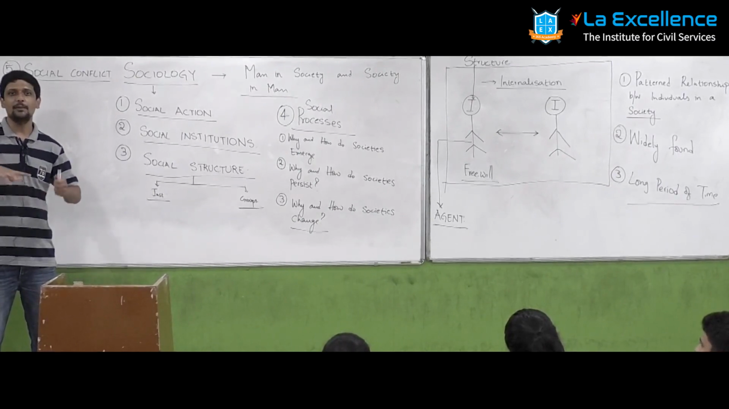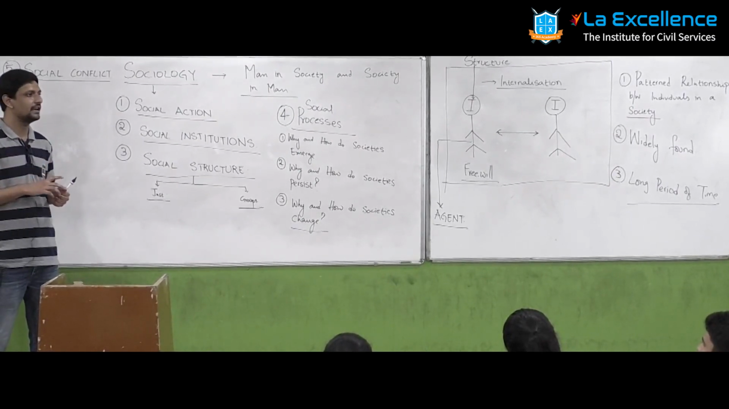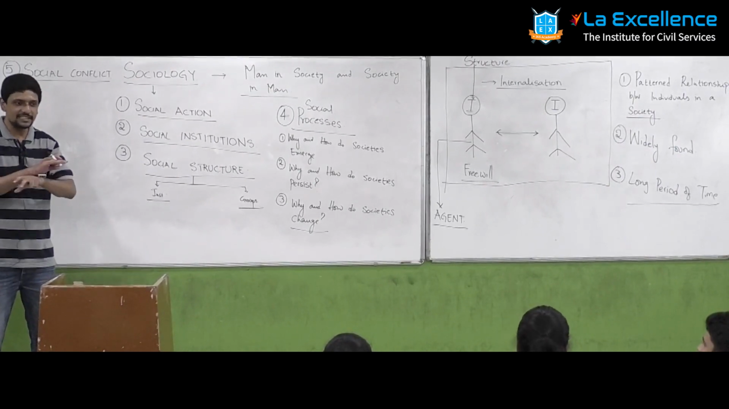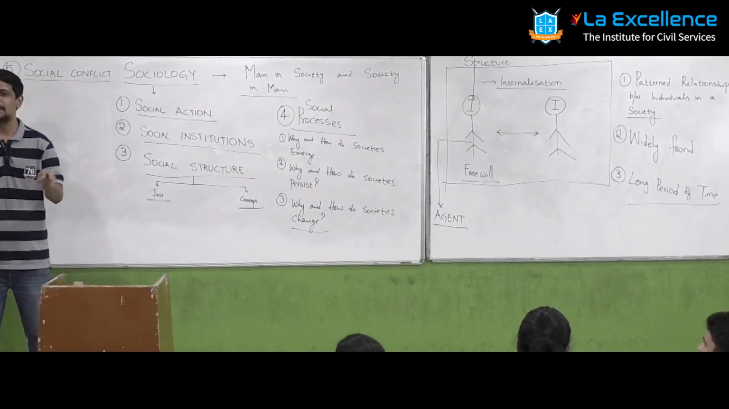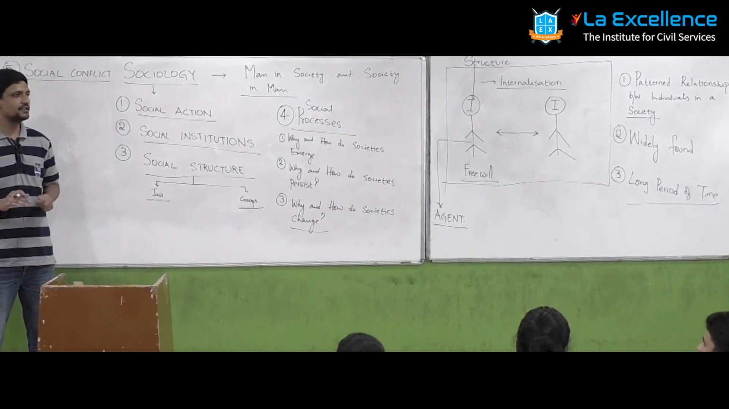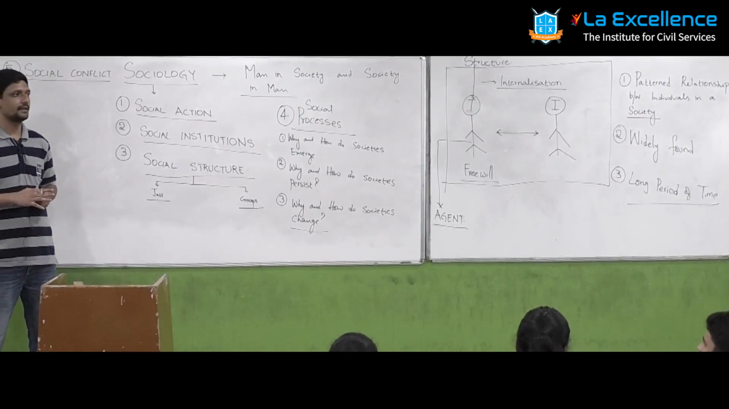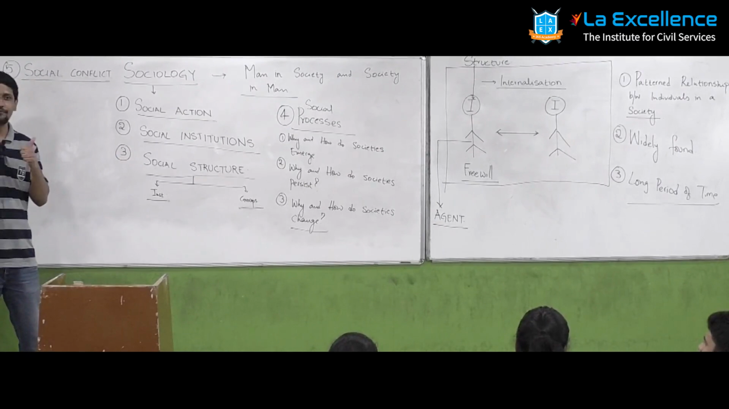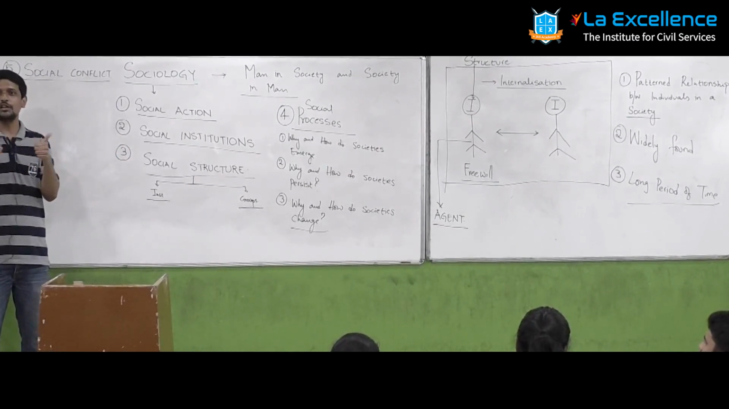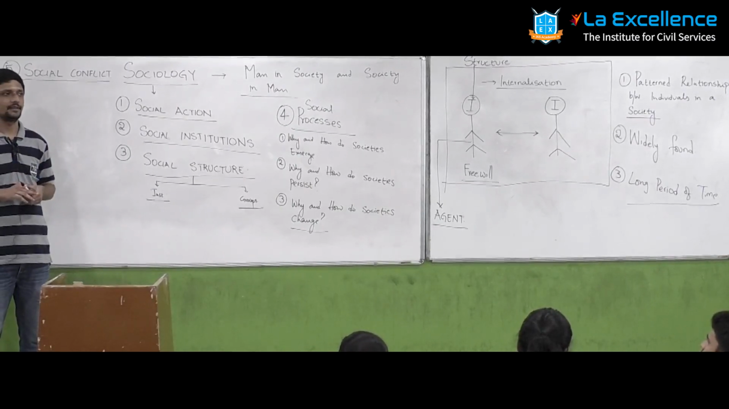Now this conflict does not appear in the open always. They don't always keep punching each other or killing each other. But this conflict is subterranean. When we say subterranean, it means it is underneath the surface. It is always there. Sometimes it erupts. Sociology studies how different groups which have different interests engage in this social conflict, and why this conflict is contained in some cases and erupts in some cases.